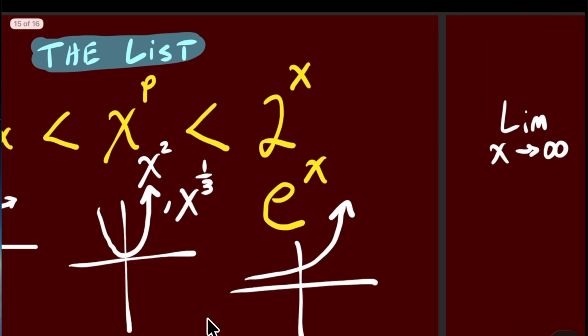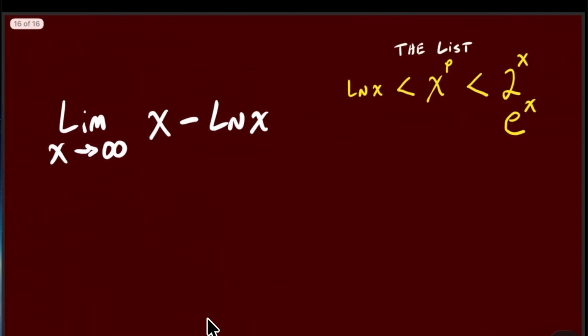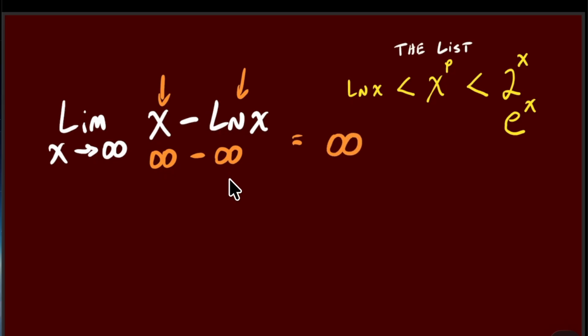So let's look at this in practical terms. Suppose we have the limit as x approaches infinity of x minus ln of x. So as x approaches infinity, we're going to have infinity minus infinity. Again, that's indeterminate. But if we come to our list, we see that this is faster than ln of x. Therefore, that is going to head towards infinity.